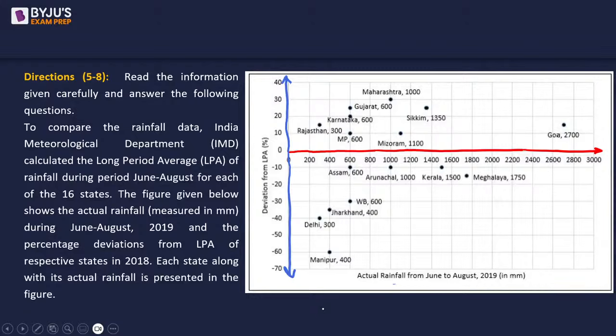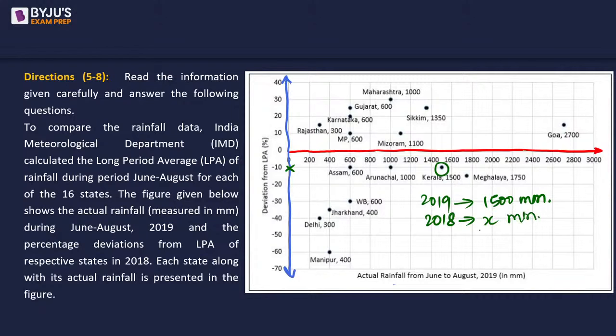So let's take an example to understand this. Suppose if I want to talk about कि केरला का क्या सीन है. So केरला में 2019 में 1500 mm rainfall happened in June, July, August month. In 2018 कितना हुआ था? So if I look at Kerala, it decreased by 10%. Right? So Kerala में, if this would have been, let's say, x mm rainfall, so can we say 0.9 times of x is 1500?